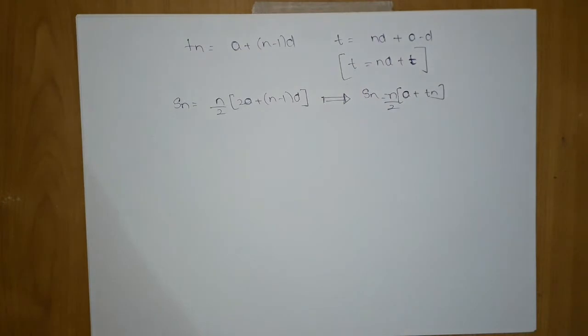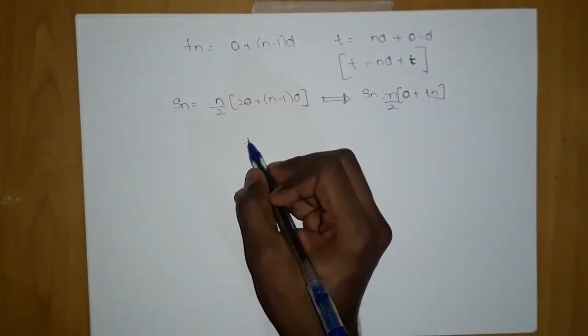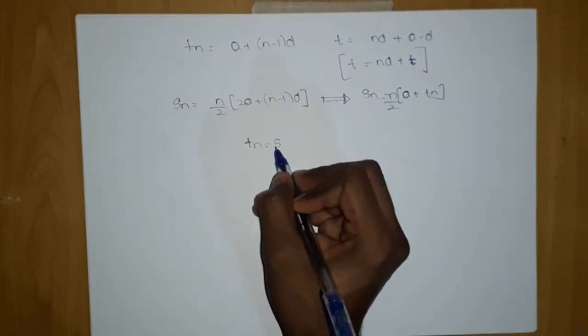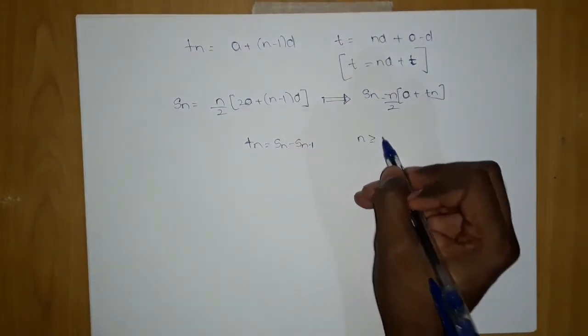Now these were the basic things which you have learned in class 10th, and further there is one more thing, which we have used in previous classes, that is Tn is nothing but Sn minus Sn minus 1, where n should be greater than or equal to 2.